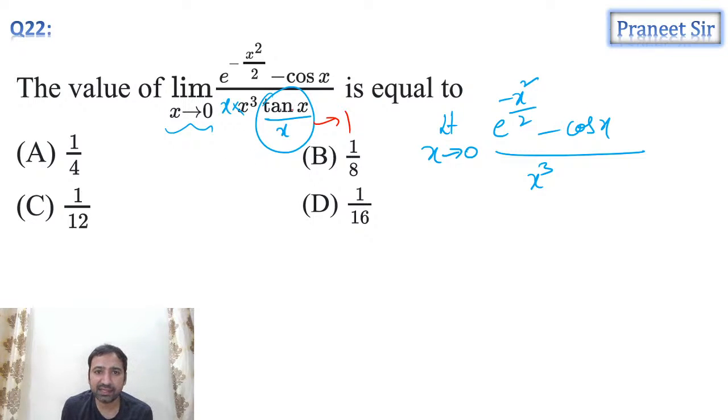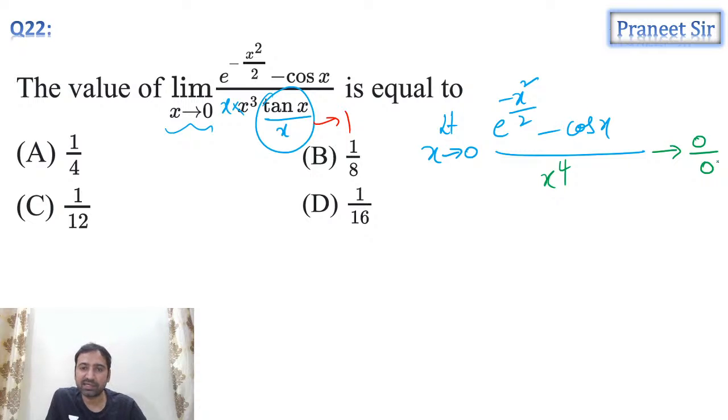See, can I replace this tan x with x? If I replace tan x with x, directly we can write it as x power 4. Now tell me, when you substitute x equals 0, are we getting 0 by 0? 1 minus 1 by 0, which is 0 by 0. As we are getting 0 by 0, can we apply L'Hospital rule? Let's apply L'Hospital rule here.